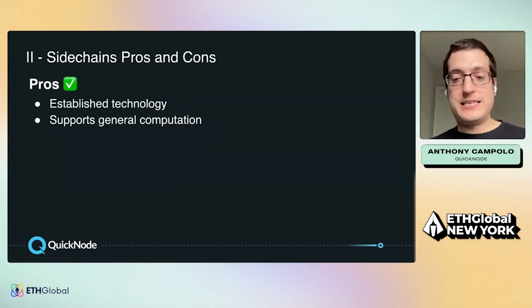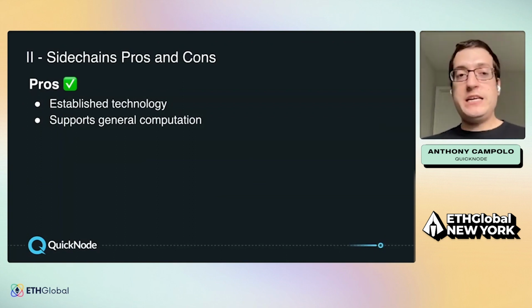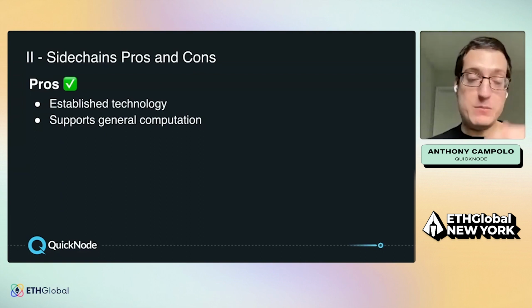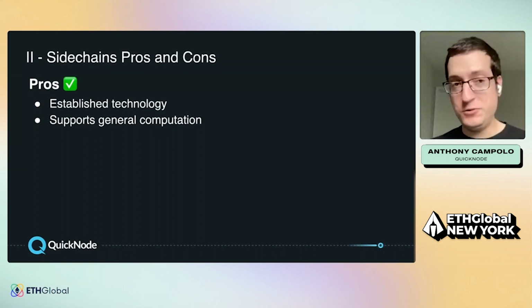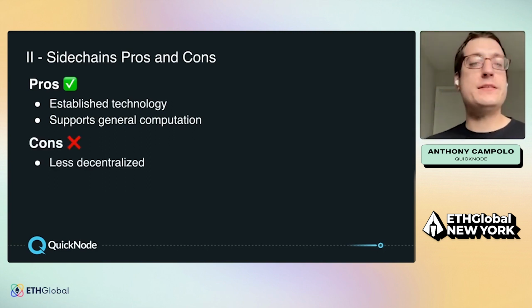And this is because smart contracts and Solidity and the EVM, all of these were about providing the ability to write general purpose programs on the blockchain. So we don't want to lose that when we move to another chain, because if we lose that, then we're losing all of the power of these blockchains themselves. What are the cons here?